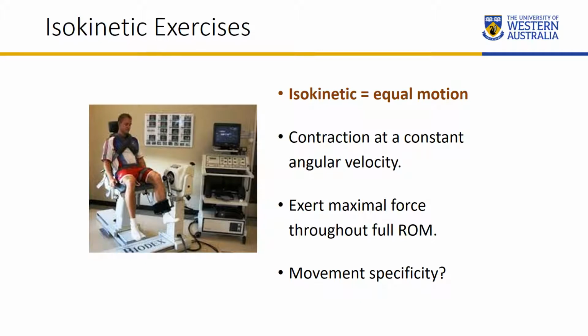Isokinetic literally means equal motion. Isokinetic contraction, therefore, is the contraction in which speed of movement or joint angular velocity remains constant. It requires a specialized machine equipped with some sort of hydraulic or pneumatic system or an active dynamometer.